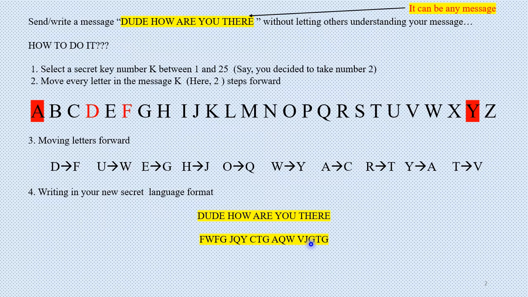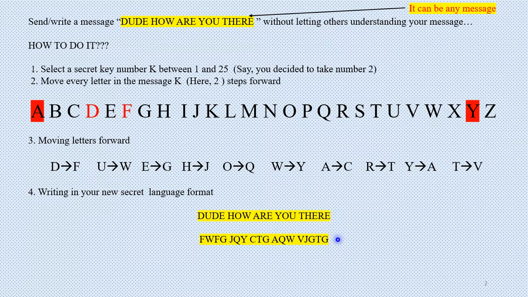Here my key was 2. But if it is 3, then you have to move 3 steps forward. If it is 5, you have to move 5 steps forward. If you ask, what if my key is 25? Then you have to move 25 steps forward. That is, if your letter is A, moving 25 times forward, that is how we do it.